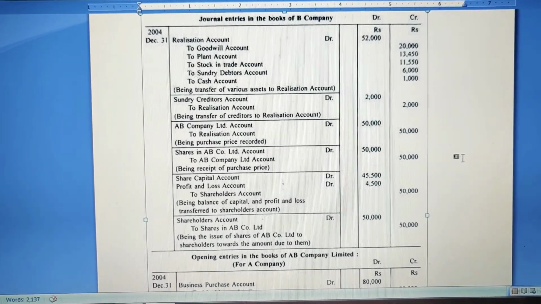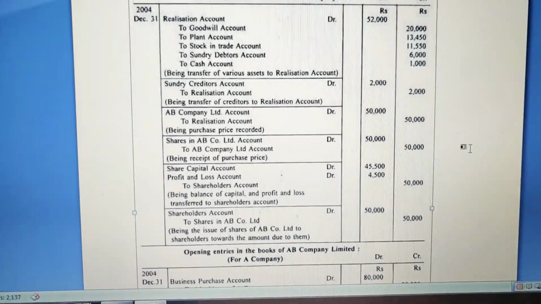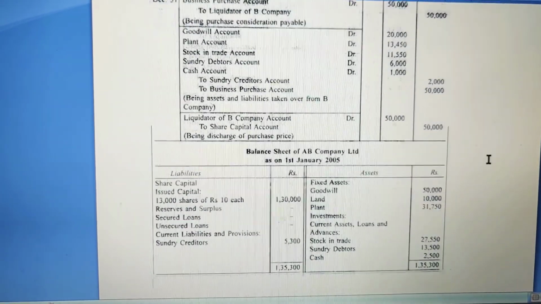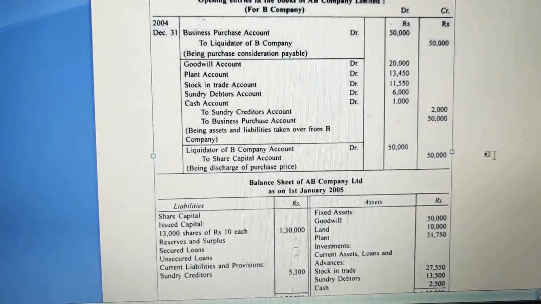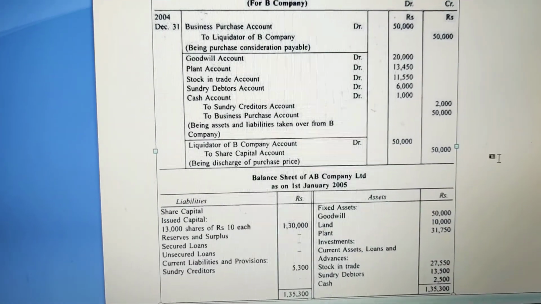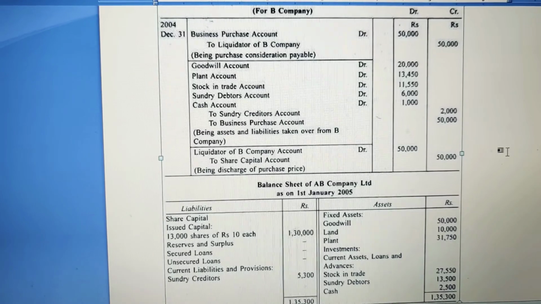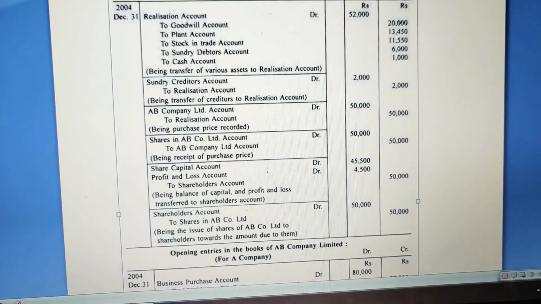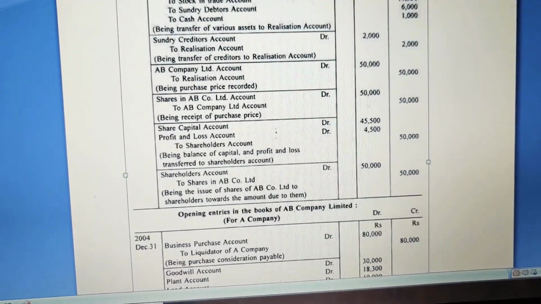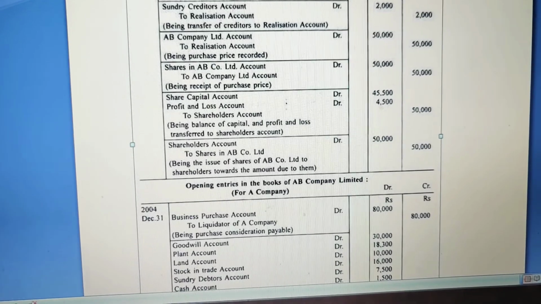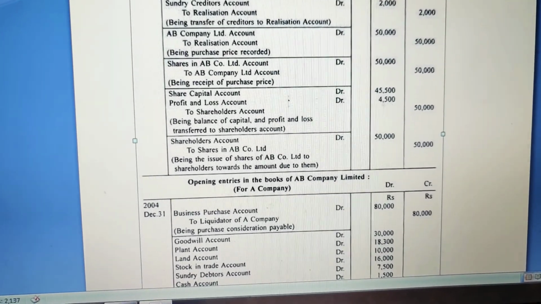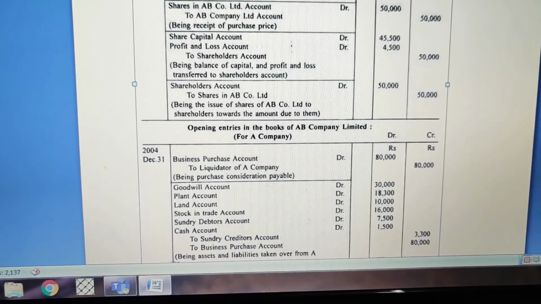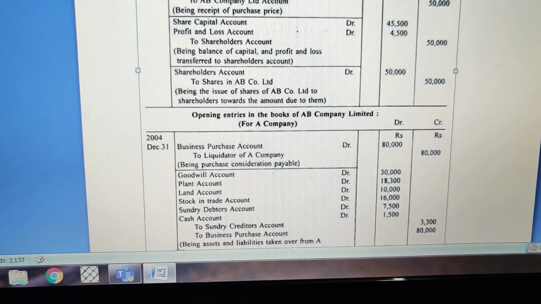Clear? Then we'll make the opening journal entries in AB Company Limited, the new company we are making. We are the amalgamated company, the new company. So you can pass journal entries like this. See here, opening entries in the books of AB Company Limited. So what you are doing for A company, he is making for the A company. Obviously they will make the journal entries for both of the companies separately.